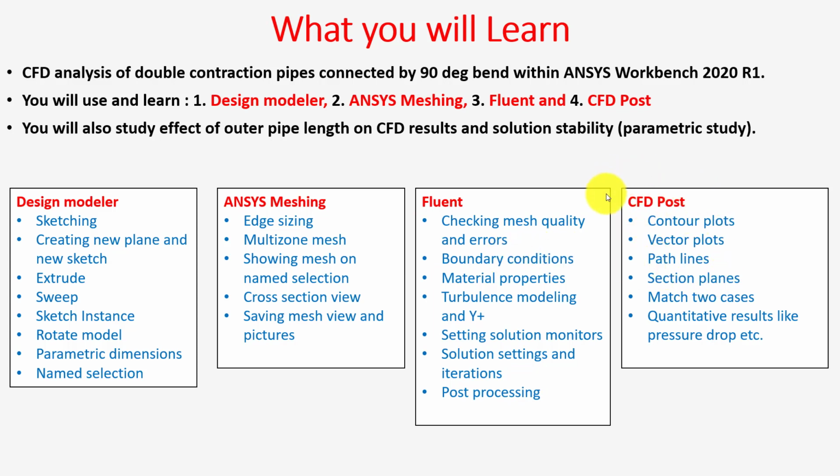And then we go to CFD-Post where we can post-process in a better way, and here we display the contour plots, vector plots, pathlines, which we also display in the Fluent post-processing, and section planes. And then we want to compare, let's say, two cases, one case with the large length and the second case with a small length of that vertical pipe.